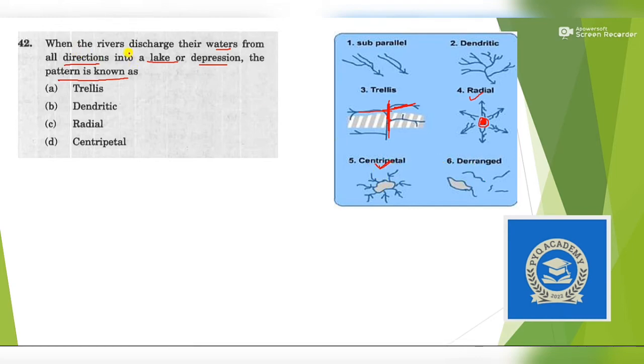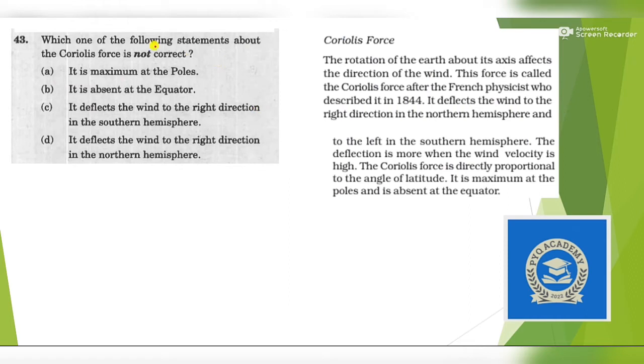The question is asking when rivers discharge their waters from all directions into a lake. So here you can see rivers discharging their waters from all directions into a lake, and this pattern is known as centripetal. So the answer is D, centripetal. Please remember this image. You will be able to answer various questions related to drainage patterns in the next exam. Next question. Which one of the following statements about the Coriolis force is not correct?